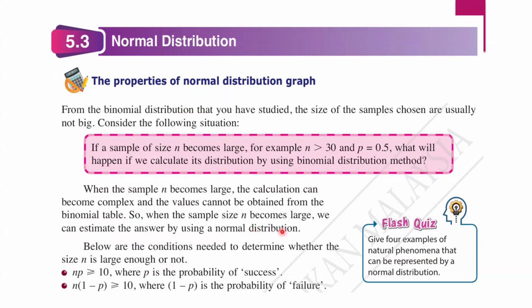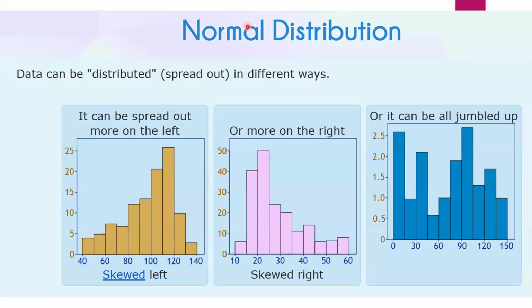So how do we determine whether the size is large or not? When the mean is greater than 0, then the size of the sample is large. Okay, so next, look at the data that they collect.